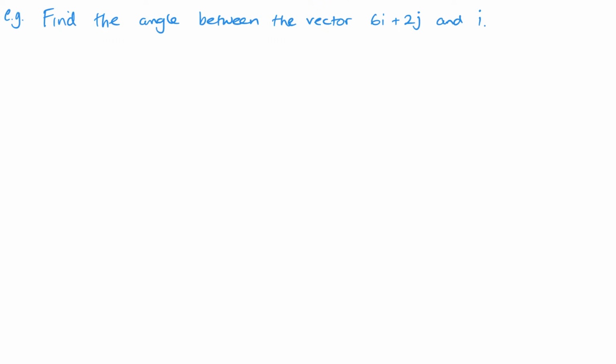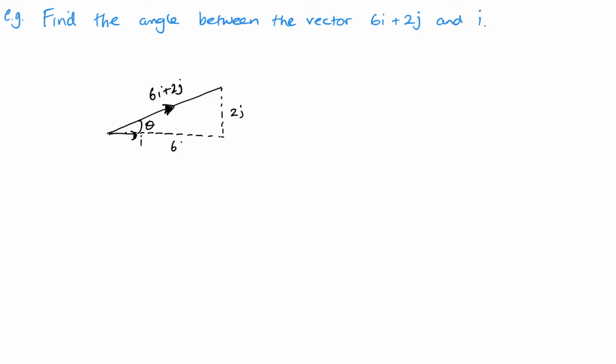Okay, second example. Find the angle between the vector 6i plus 2j and i. So 6i plus 2j is just a vector something like that. And pop these in here, 6i, 2j, and it's going to be the vector it makes with i. So i is obviously one unit in that direction. So it's a horizontal unit that we're making the angle with. So this now should be nice and easy. This is obviously 6i plus 2j, pop that there.